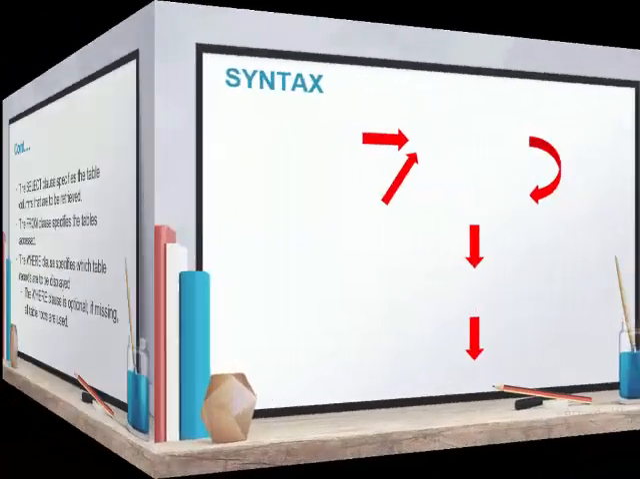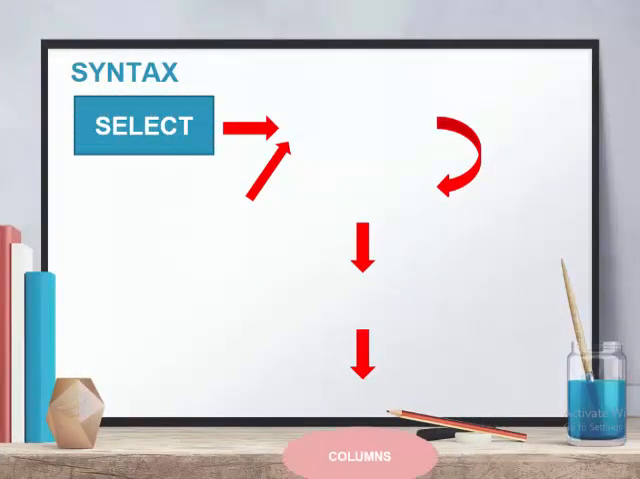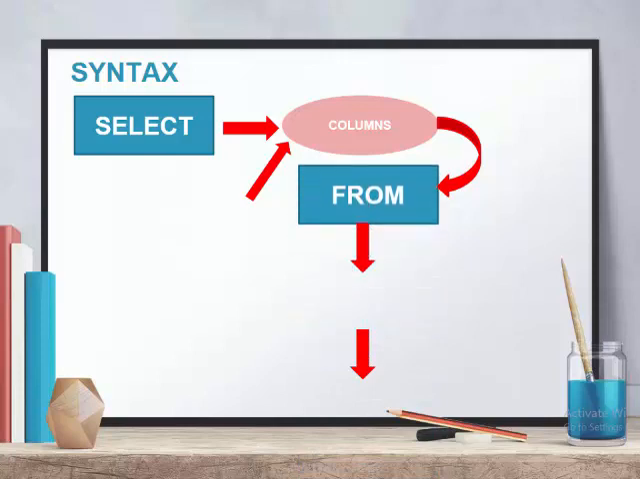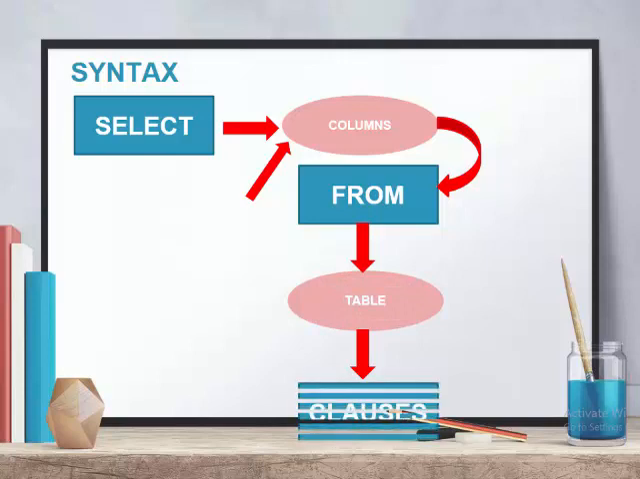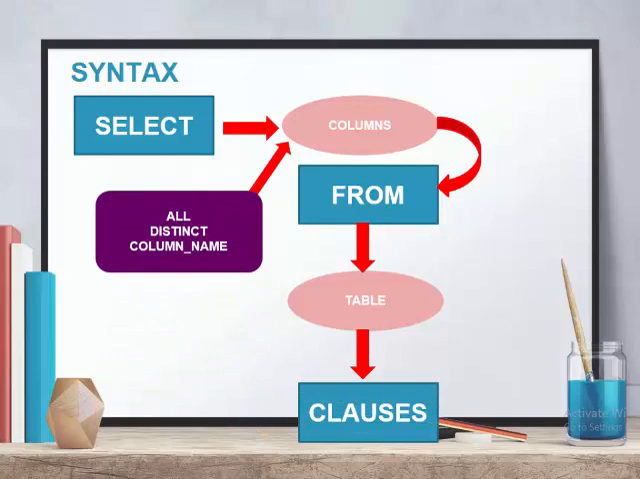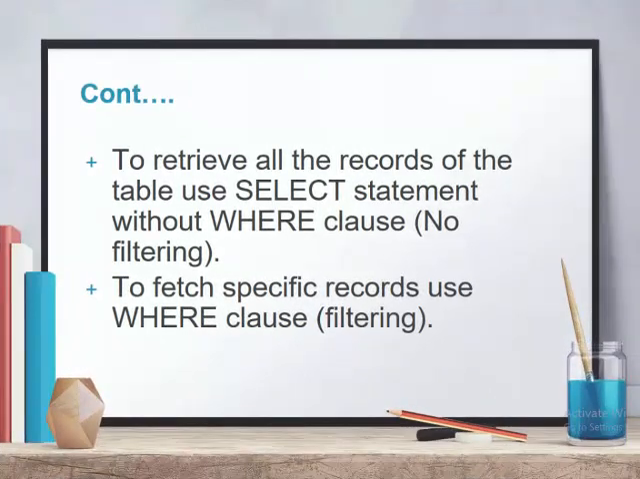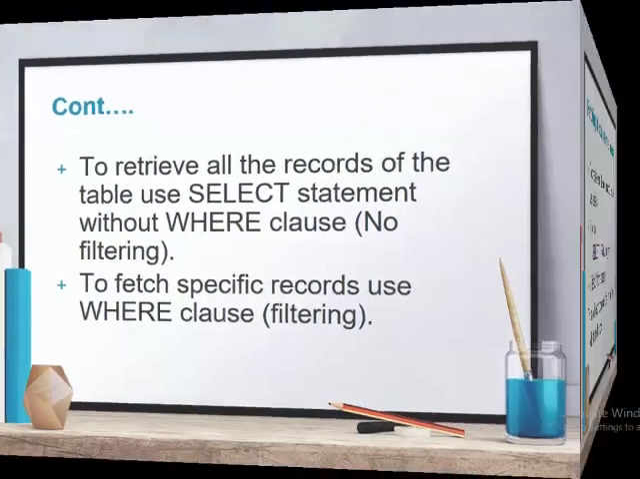Select is your statement, then it is your column names, all the columns or specific columns, then the from clause with the table, then the where clause with conditions. Columns can be all columns, distinct columns, or only one column. So to retrieve all the columns of the table, use the select statement without the where clause. No filtering is required. To fetch specific records from the table, you have to use the where clause.